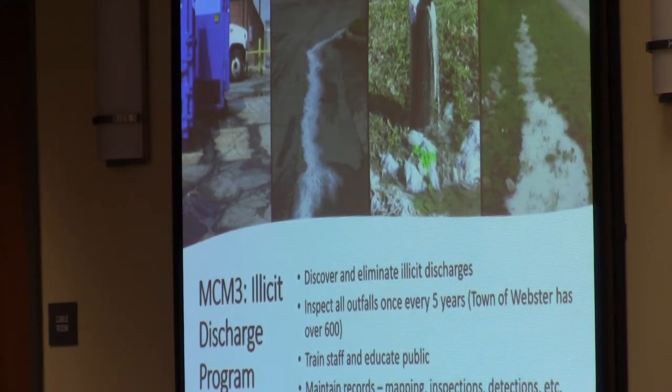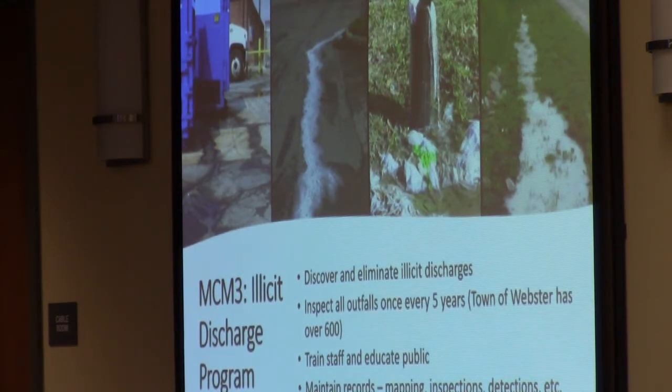So we're supposed to inspect all of our outfalls, so that's any opening where a piped discharge is going out into a surface water once every 5 years, and right now the town of Webster has about 600 mapped outfalls. So that's over 100 that we're supposed to be inspecting every year, and we work on that.